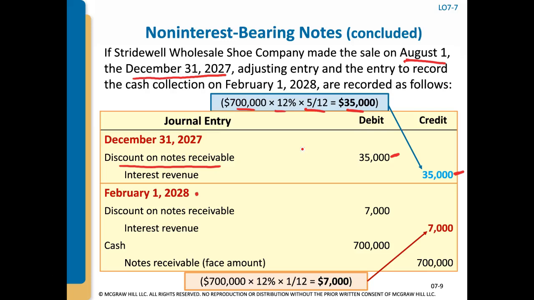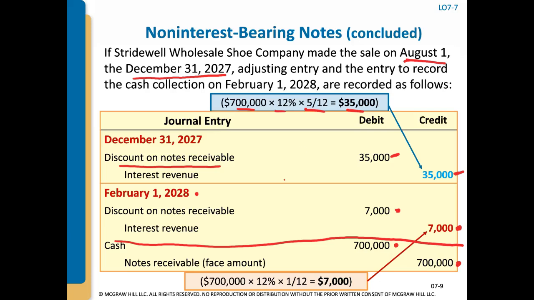On February 1, 2028, when the payment is actually made, let's go again to our second entry. You're going to give me cash of $700,000, and then I no longer have a receivable because you've paid it off. So I'm going to credit my notes receivable, which was recorded at the face amount of $700,000. And now I've earned my last 1 month of interest of $7,000, and my discount on notes receivable is also debited.